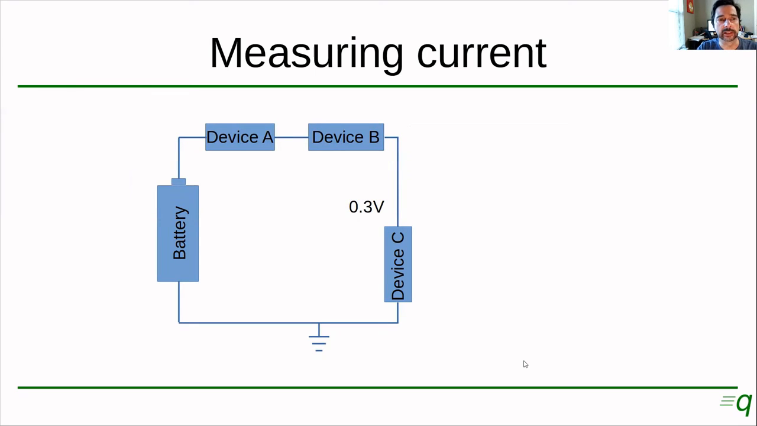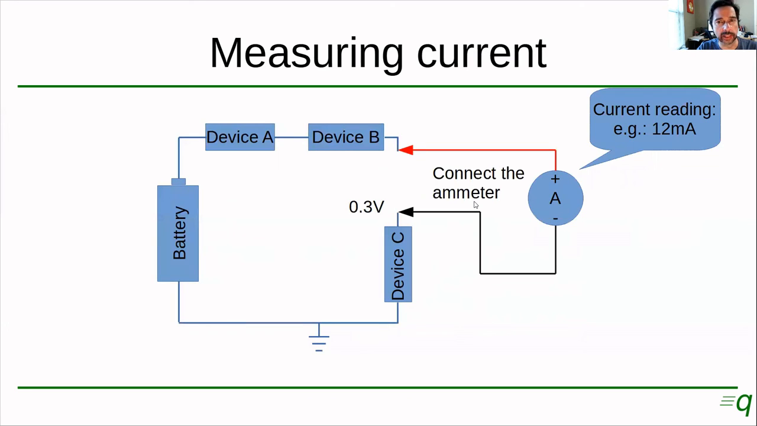So going back to our example here, we have a battery, device A, B, and C. And let's assume we want to measure the current flowing through this wire here. Okay, so the first thing we do is open the circuit. We have to open the circuit and cut the circuit so that no current is going to be flowing here. And once we open the circuit, we connect the ammeter.